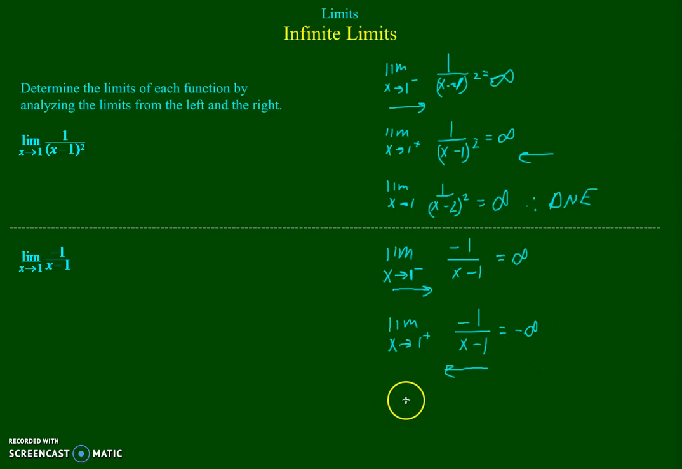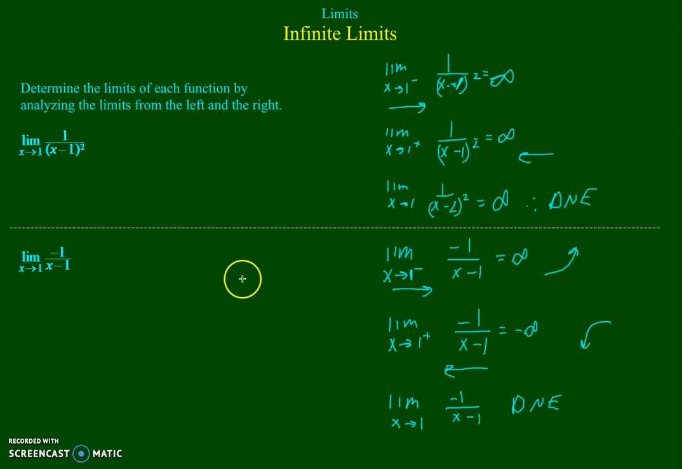So the final result, since this is going to positive infinity and this is going to negative infinity, from the left it's going up, and from the right it's going down. It's approaching two different unreal values. Therefore, we would have to say the limit as x approaches 1 of negative 1 over x minus 1 does not exist. That's all we can say, that this limit doesn't exist.